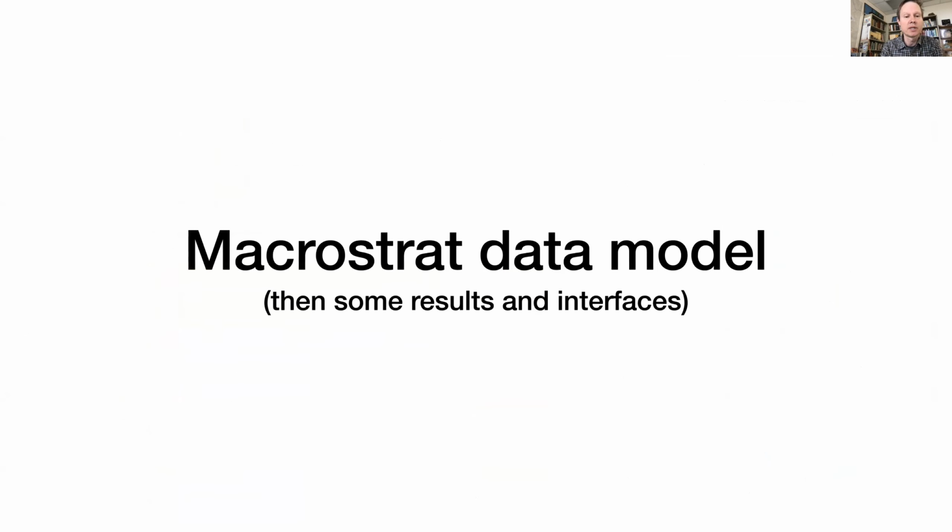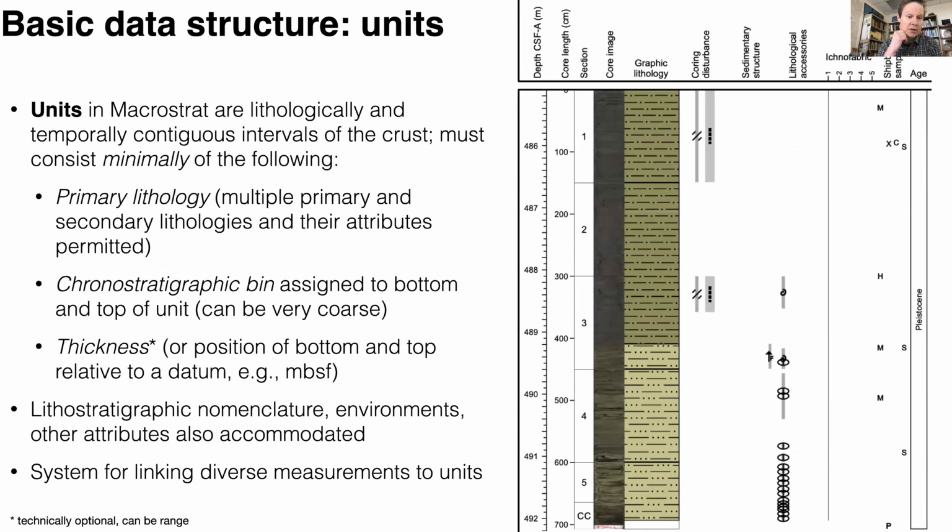And so what I'm going to do quickly is just give you a very, very high level overview of how Macrostrat does this, the Macrostrat data model, and then we'll move on to some results and interfaces. The basic unit in Macrostrat is called a unit, and these are lithologically and temporally contiguous intervals of the crust. In order to qualify as a unit, it must minimally consist of the following: a primary lithology, though units may actually have multiple primary and secondary lithologies, and of course, a wide range of attributes assigned to those lithologies, like structures and colors and so on.